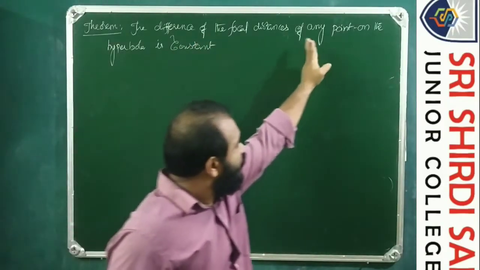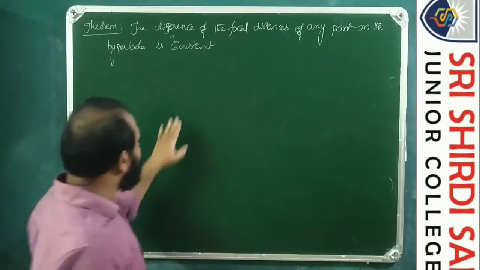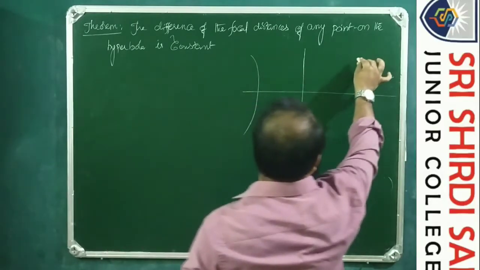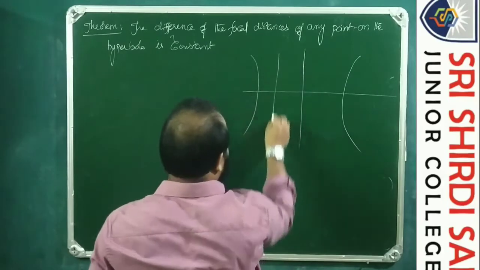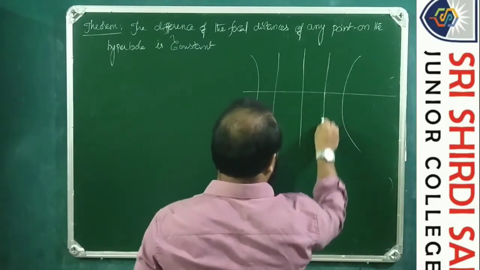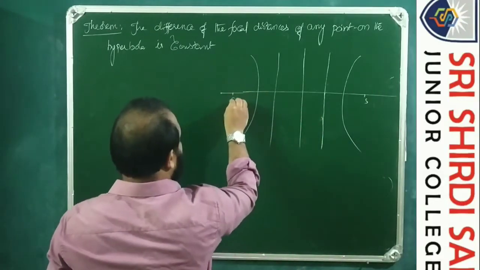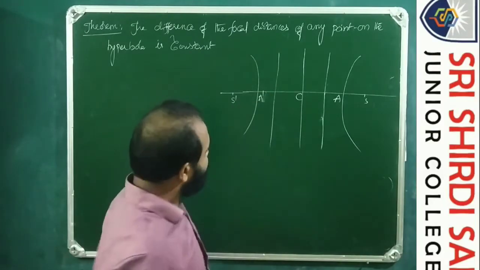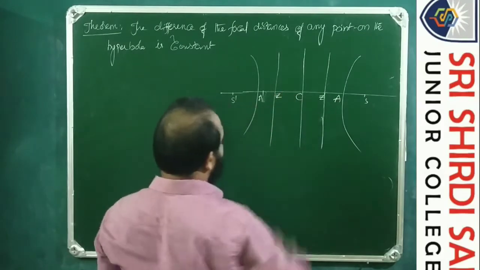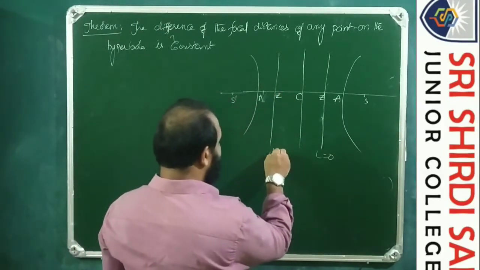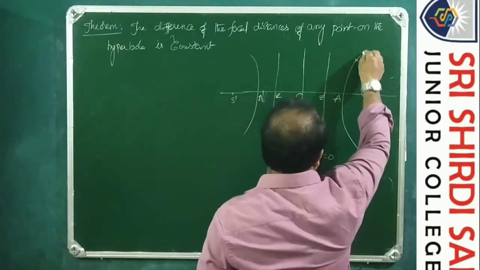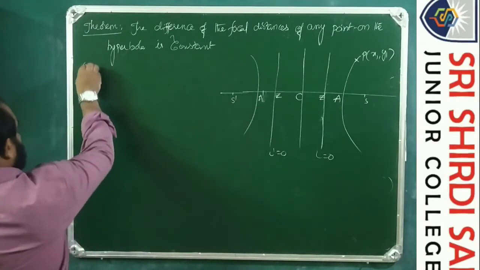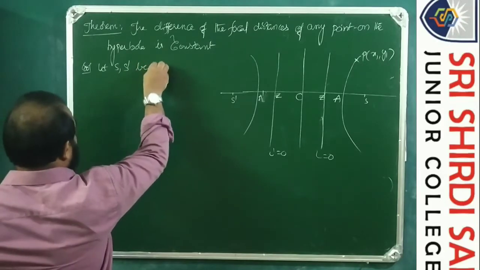The difference of focal distances of any point on the hyperbola is constant. So, let us take this coordinate axis. This is the hyperbola. S, S dash be the foci, C be the center, A, A dash be the vertices, Z, Z dash be the feet of the directrices, L equals to 0, L dash equals to 0 are the directrices. Let P(x1, y1) be any point on the hyperbola.